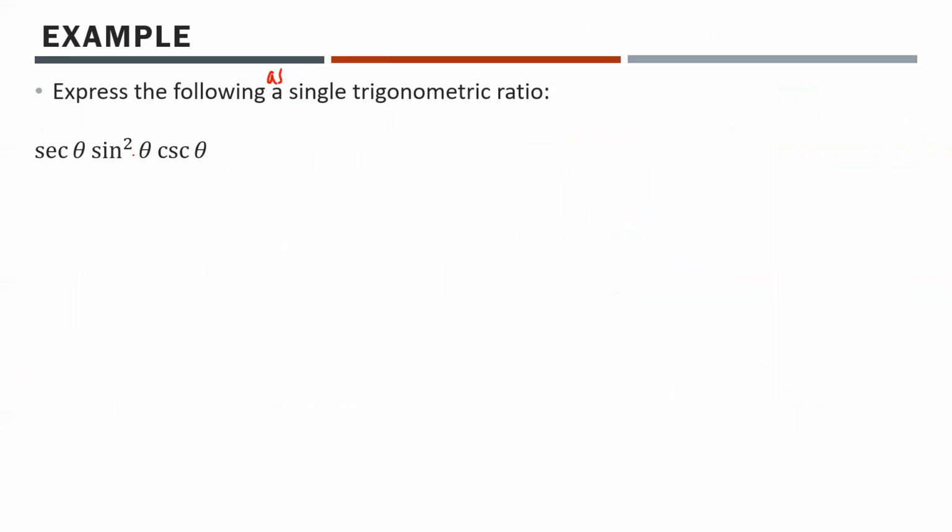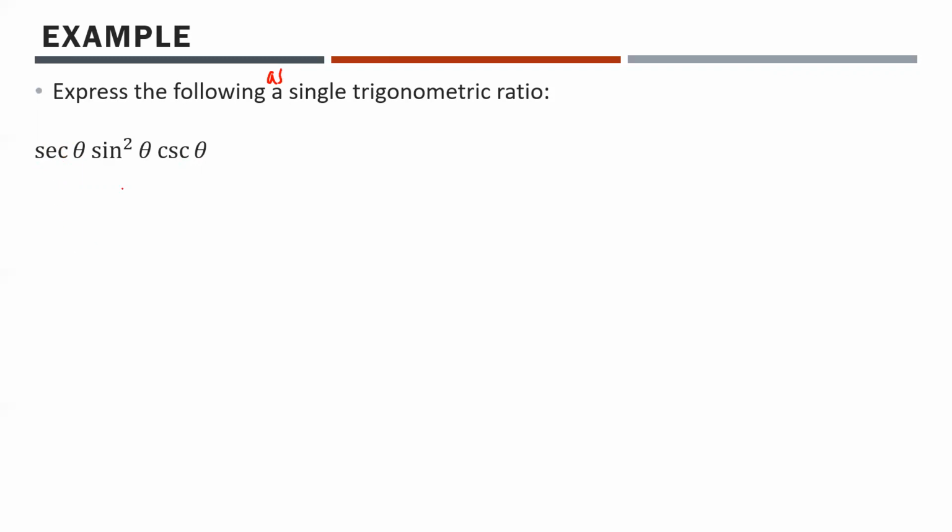Secant theta times sine squared theta times cosecant theta. Remember some of the advice I gave you. We don't like anything except for sine and cosine. So wherever possible, try to get rid of anything that isn't a sine or a cosine. So we'll start with this secant theta. Remember, secant is the reciprocal of cosine.